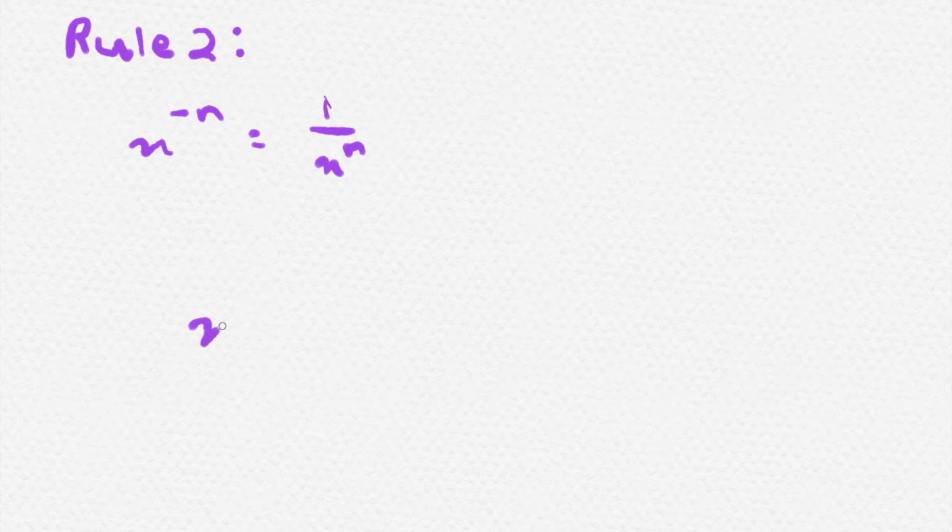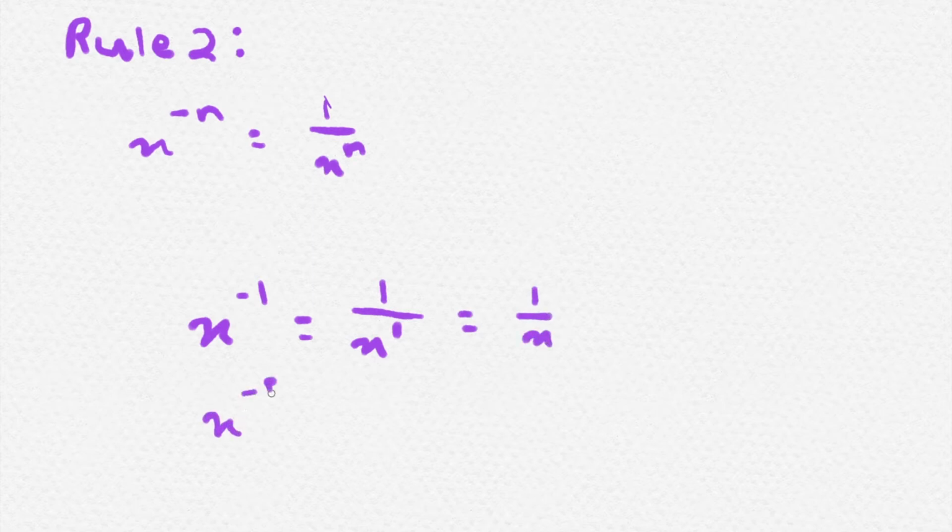Our next rule, which will be rule number 2, is x to the power of minus n will be equal to 1 over x to the power of n. Let's try an example. X to the power of minus 1. This will be equal to 1 over x to that number, which is 1, which is also equal to 1 over x. Our next example will be x to the power of minus 5, which is equal to 1 over x to the power of 5.